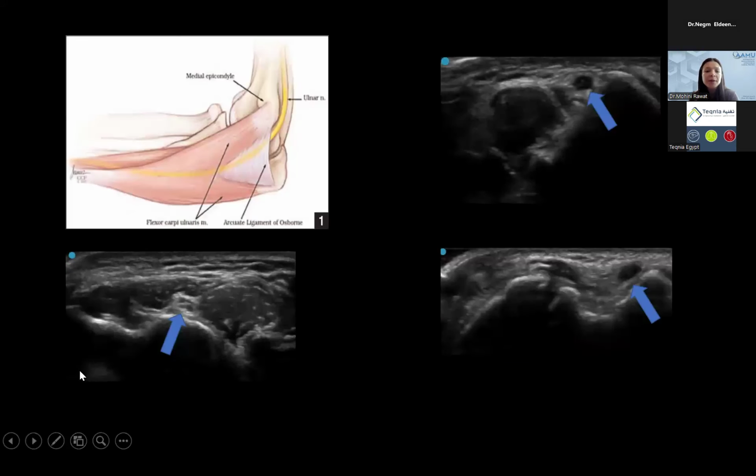Now this is the ulnar nerve at the medial elbow.